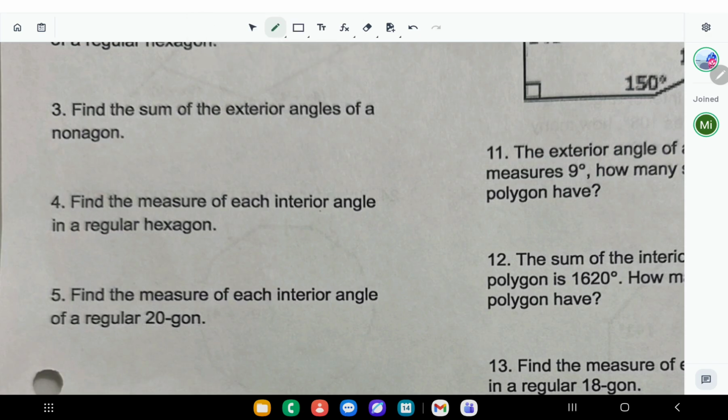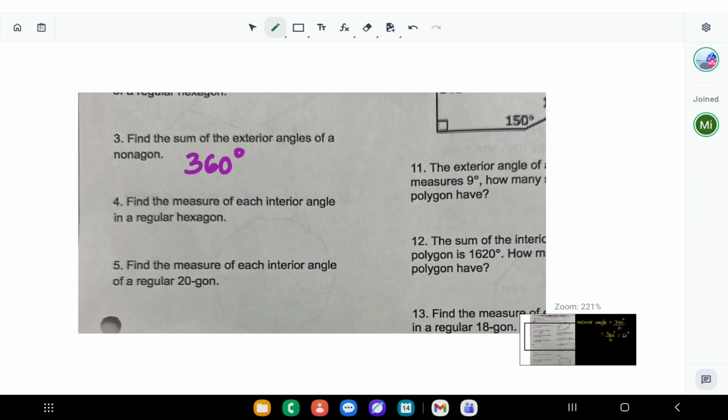Okay, for number 3, find the sum of the exterior angles. Now for any polygon, regular or not, the sum of the exterior angles is always 360 degrees.